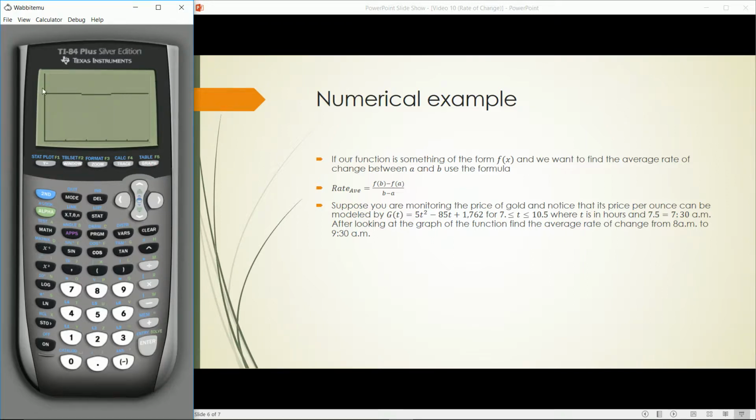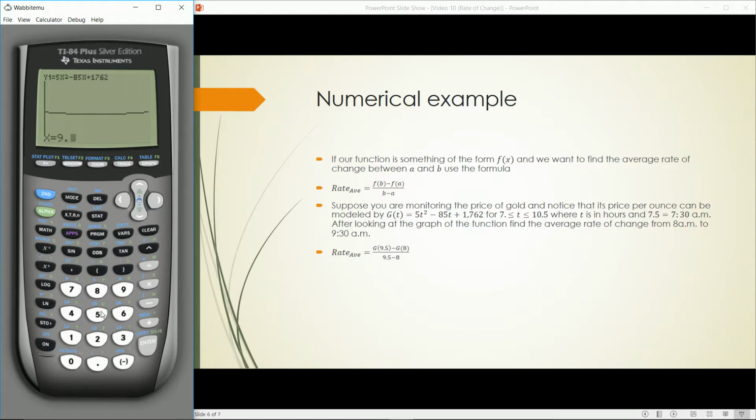So we see a little bit of a change there. The scale's probably not that great, but as long as you see a little bit, you're fine. But let's change this to 1,000 now. And we can see a bit more of the curve in the graph. So if we want to find the rate of change between 8 a.m. and 9:30, we'll want to use this formula here. But what's g of 9.5 and g of 8? We can do our trace.